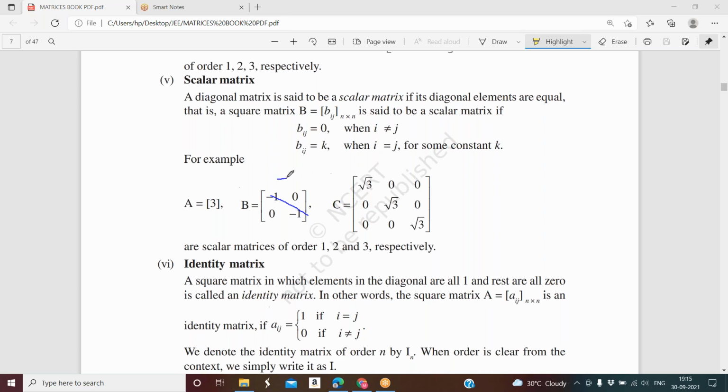Okay, what is the scalar here? Minus 1. This is also a matrix of order 1. Here we have only one element, so it is a matrix of order 1. And if you see the next matrix C, here the diagonal elements are root 3, root 3, root 3. Here all the diagonal elements are equal, so it's a scalar matrix of order 3. This is a scalar matrix of order 2, and A is a scalar matrix of order 1.